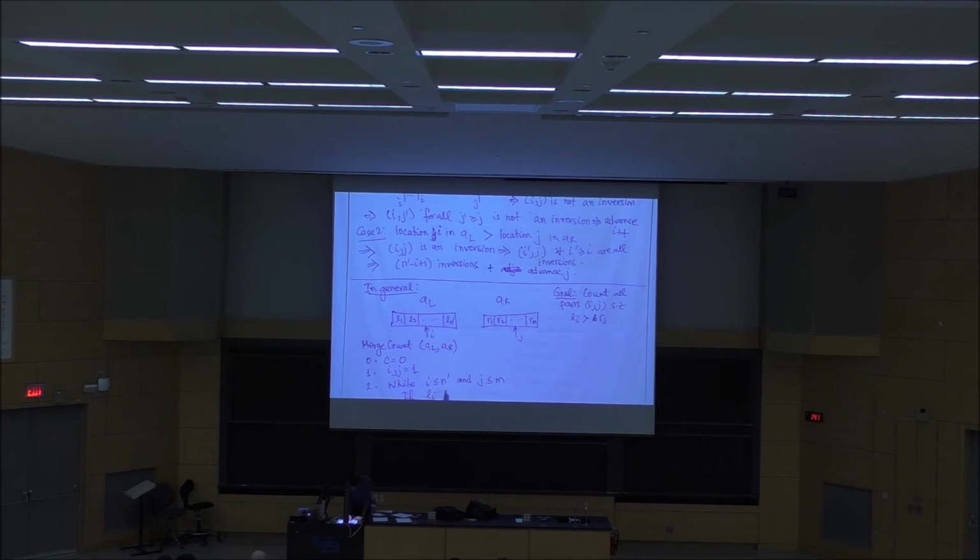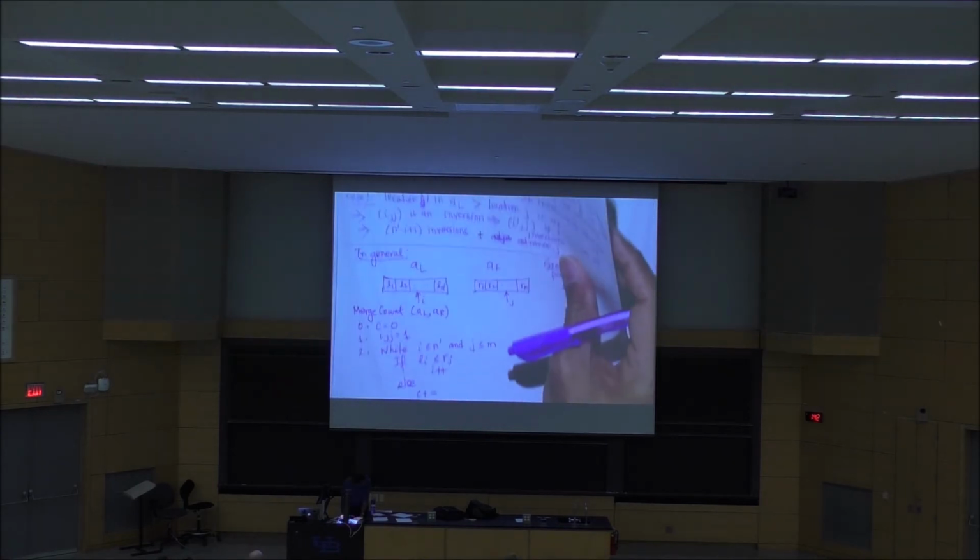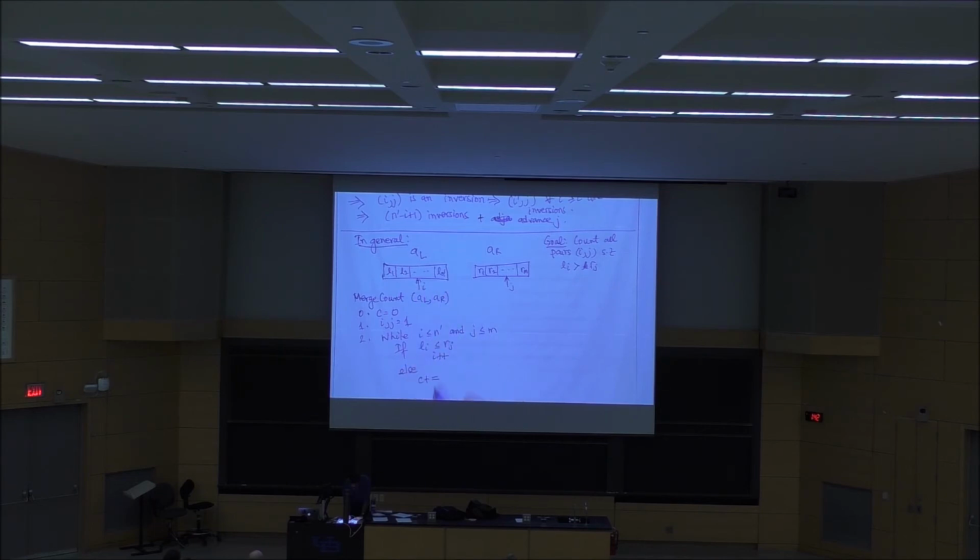So if li is less than or equal to rj, then all I need to do is just increment the pointer to the left part, right? I've just argued that this is not going to participate in any further inversions going forward. Otherwise, I can increment my count by whatever remains at the end, which is N prime minus i plus 1. And in that case, I need to increment j. Okay, and that's it. It's a fairly simple generalization or modification of the merge algorithm.